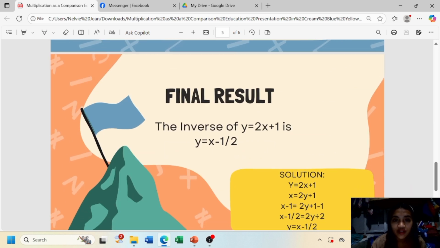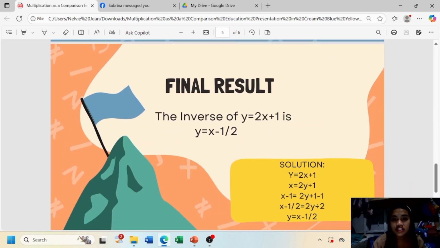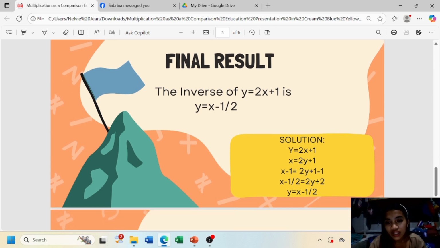So here's the final result. The inverse of y is equal to 2x plus 1 is y is equal to x minus 1 over 2. So this is the solution. y is equal to 2x plus 1.